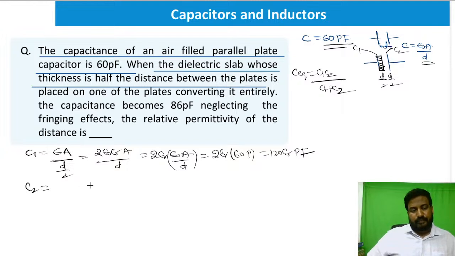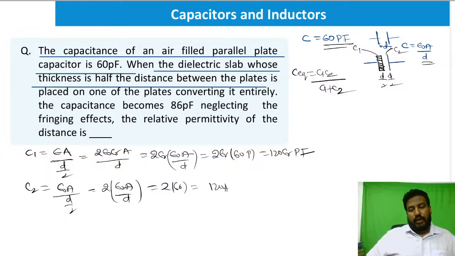C2 is this one. Epsilon naught A by distance D by 2, which is 2 epsilon naught A by D. You know epsilon naught A by D is 60, so 2 into 60, which is 120 picofarad.